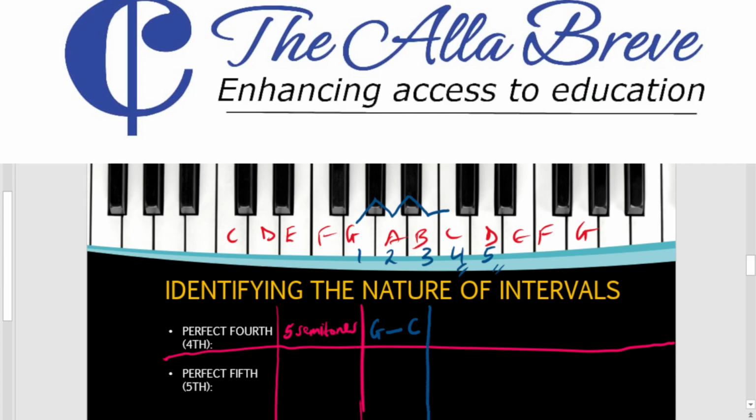Let's also consider a different letter name. Suppose we are starting with a D. So D takes 1, E 2, F 3, G takes 4. Does it agree to 5 semitones? 1, 2, 3, 4, 5. Yes. So D to G gives us a perfect fourth.